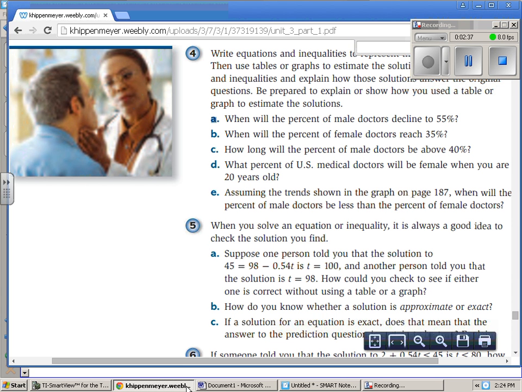For example, 4A, when will the percent of male doctors decline to 55%? When we use our prediction line, if we get the exact year that it is predicted that the male doctors will be at 55%, that doesn't mean that that is what is going to happen. It's a prediction. We don't know for sure what's going to happen. We're making an estimate, an educated guess. So no, even if you get an exact solution, that's not certain to be what happens.